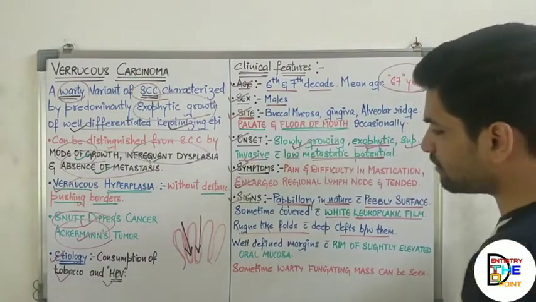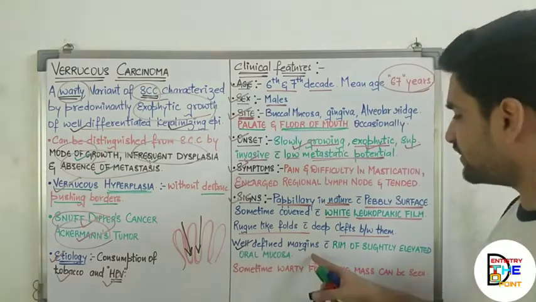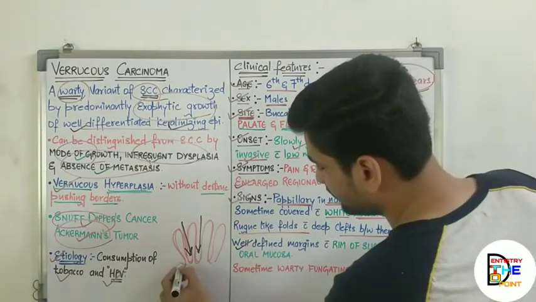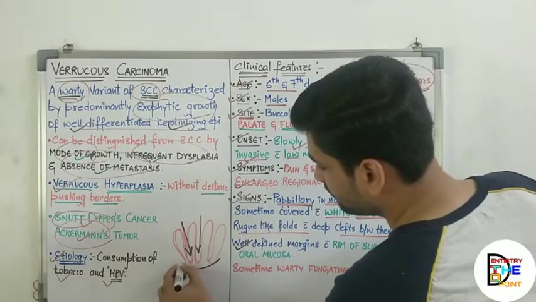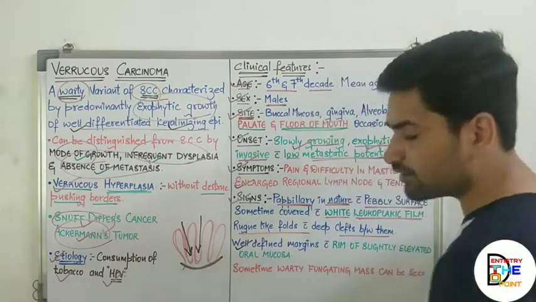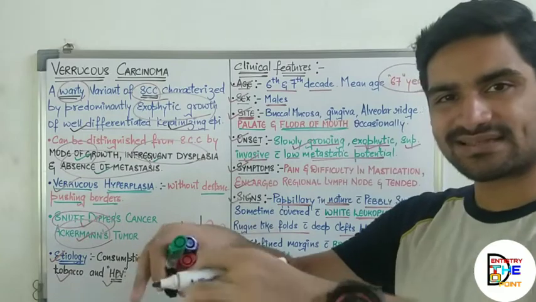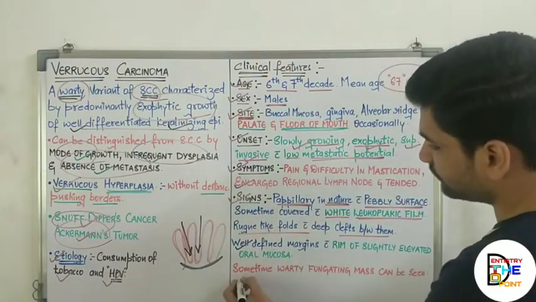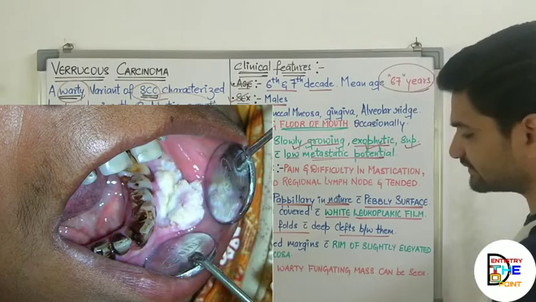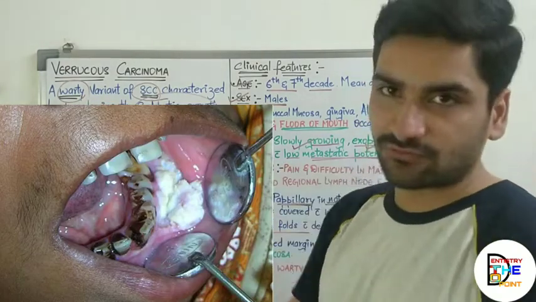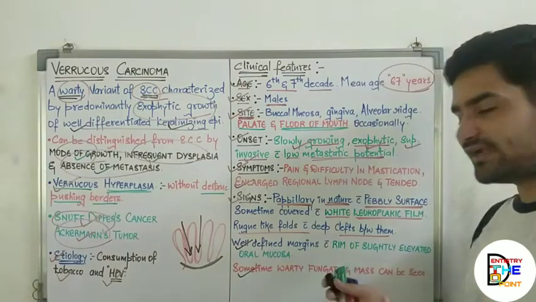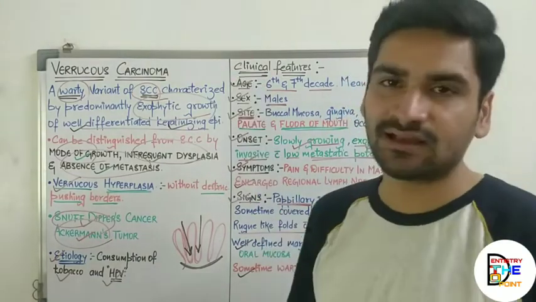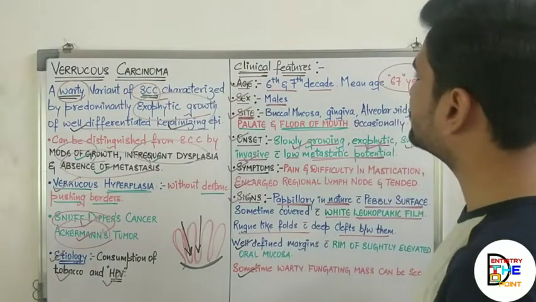clefts between them. Now surrounding the lesion there will be a well defined rim of slightly elevated oral mucosa. That means if this is the lesion, then around it you will see an elevated rim of oral mucosa. The oral mucosa surrounding the lesion is going to be slightly elevated, and sometimes, as we already know, a warty fungating mass can also be seen. The first word was warty, so a warty fungating mass can also be seen in some cases of verrucous carcinoma. So again, we'll revise the clinical features.